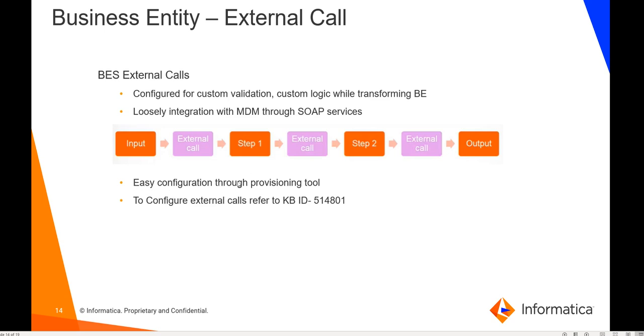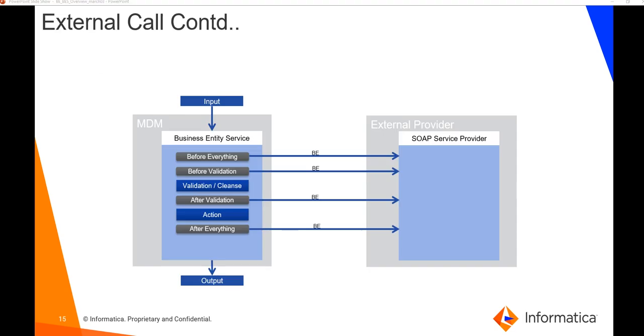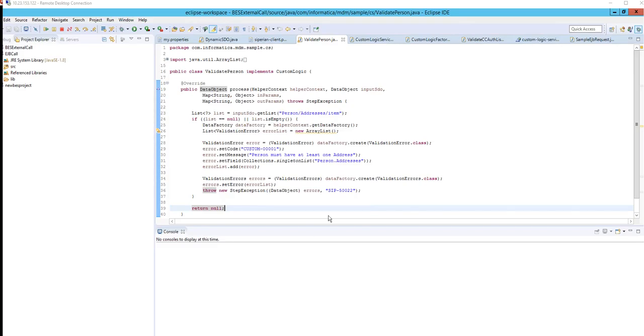This configuration comes from the provisioning tool, and to configure external calls we do have a KB if you want to refer to it. As discussed in the last slide, these are business entity services and these are the plugin points. You can put your custom logic somewhere in between here. When you fire any call, it goes to the external SOAP service provider, does the custom validation, comes back and gives you the response. So, external calls.